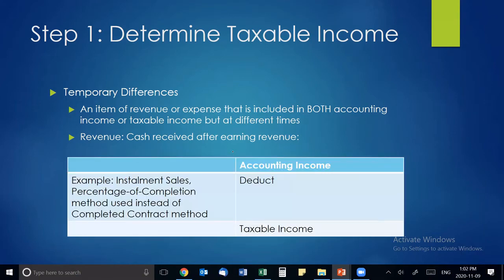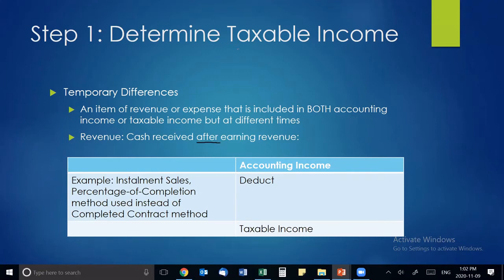Okay, so an example of a revenue item is cash received after earning the revenue.